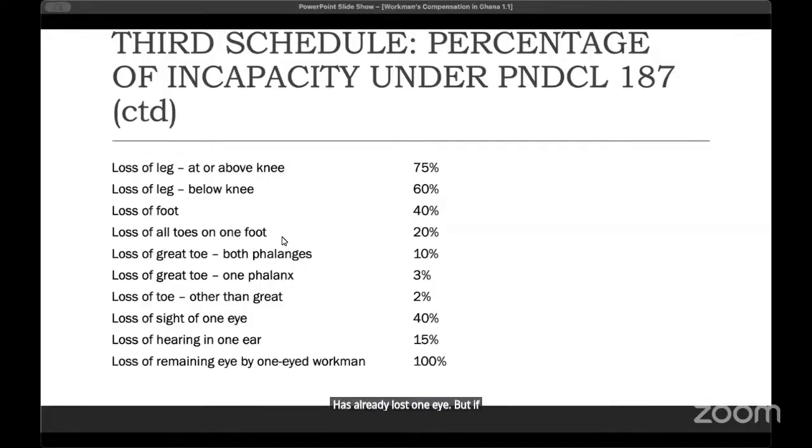But if you just write loss of sight in one eye and leave it and you give 100%, that will create a problem. You must be able to show that that person is a one-eyed man.